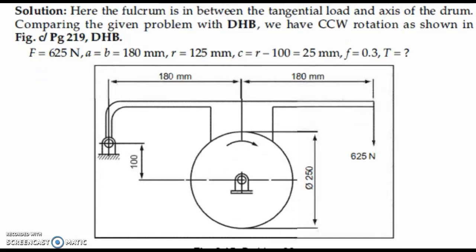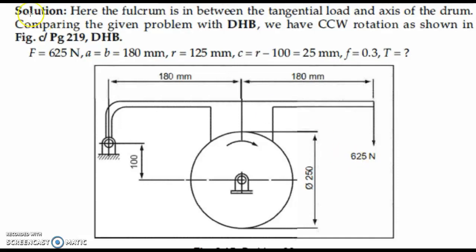Again, it is similar to the previous question, but the values are changed. Here, the distance from the center of the drum to the fulcrum center is 180 mm, the center of the drum to the axial pulling force is 180 mm, and the distance from the center of the drum to the fulcrum center is 100 mm. The diameter of the drum is 250 mm. The axial pull is 625 Newton. It is always similar to the previous problem.